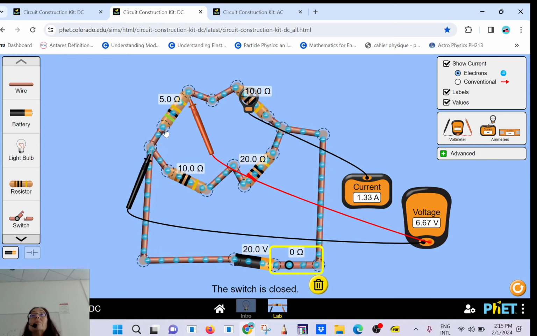Okay, so where we were, we were at AC voltage. So AC voltage, that's the voltage we get from the outlet.